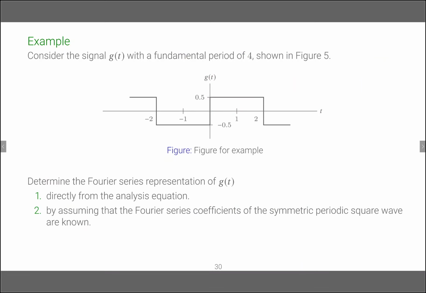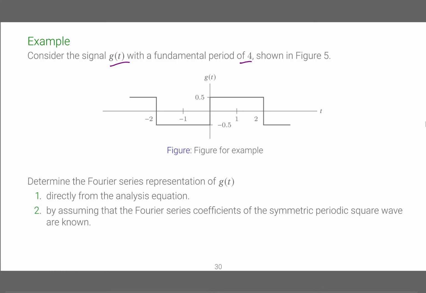Now let's take an example to use the Fourier series properties to find the Fourier series of an unknown signal, using the knowledge that we have of the square wave and its Fourier series coefficients. Consider the signal g(t) with fundamental period 4 as shown in this figure. You can see the fundamental period from here to here is 4. Determine the Fourier series representation of g(t) directly from the analysis equation, assuming that the Fourier series coefficients of the symmetric periodic square wave are known.